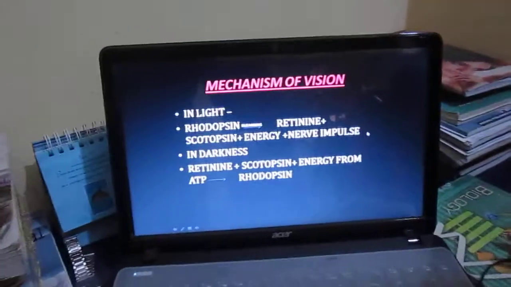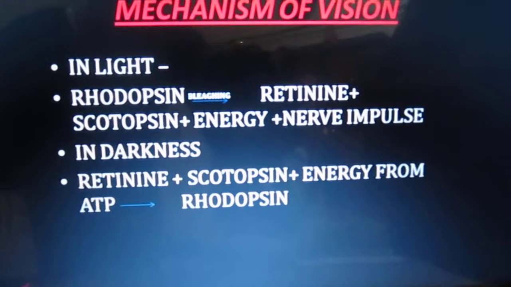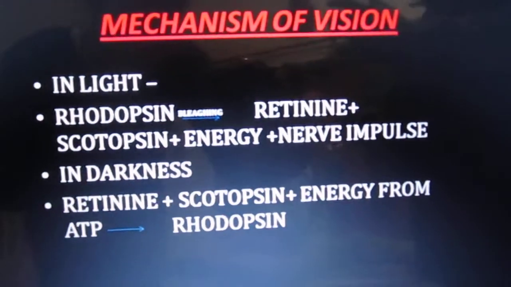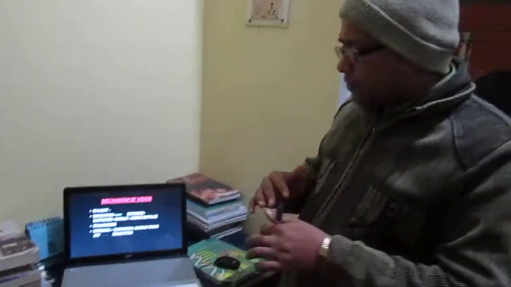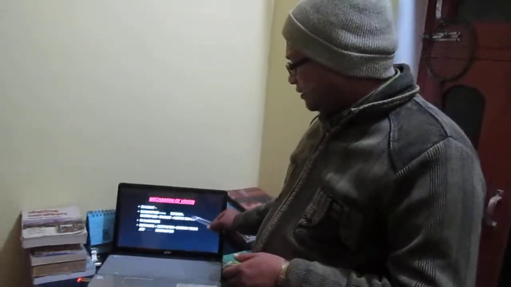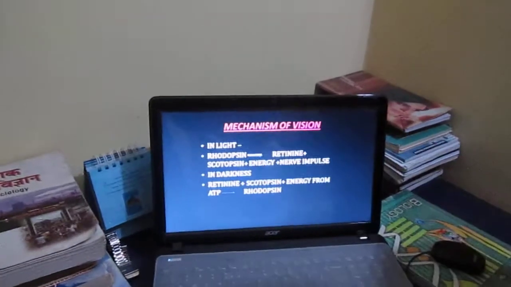Now, what is the mechanism of vision? The biomechanism of vision. Actually, in light, rhodopsin that is found in the rod cells undergoes decomposition to produce retinene, scotopsin, energy and nerve impulse.